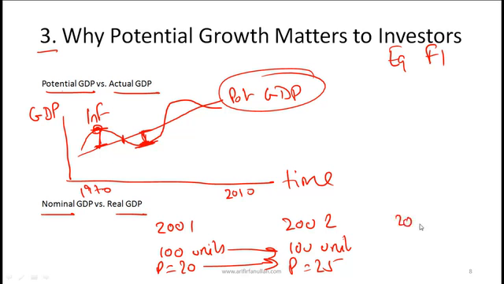Now in 2003 you might have a situation where the economy does grow because from 100 units we go to 120 units and the price level, let's say, goes to 30. So here again there is an increase in nominal GDP, but that increase in nominal GDP is both because of an increase in the real GDP as well as the increase in price levels. Generally, economists prefer to talk about real GDP because that is giving an indication of what is actually happening.